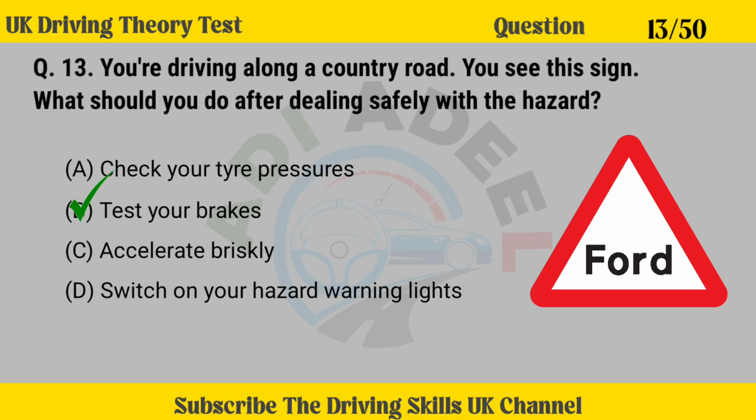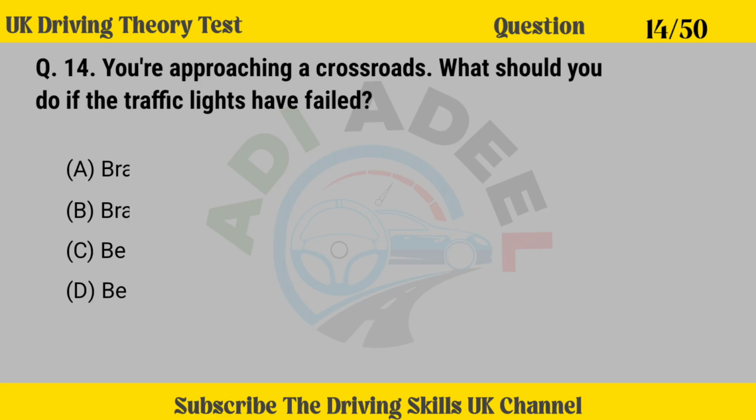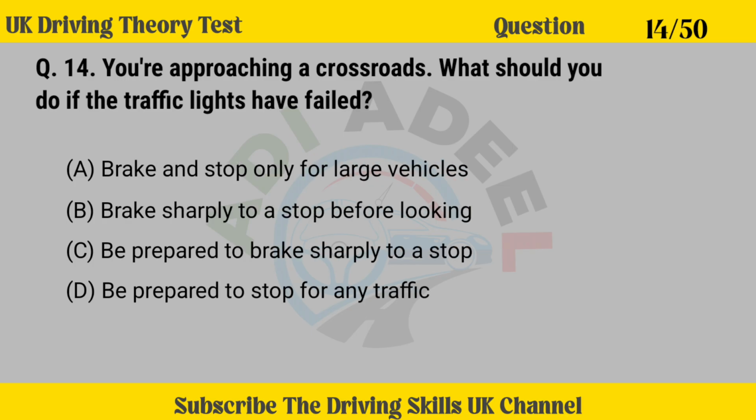The right answer is B, test your brakes. Question 14. You're approaching a crossroads. What should you do if the traffic lights have failed? A, brake and stop only for large vehicles. B, brake sharply to a stop before looking. C, be prepared to brake sharply to a stop. D, be prepared to stop for any traffic.